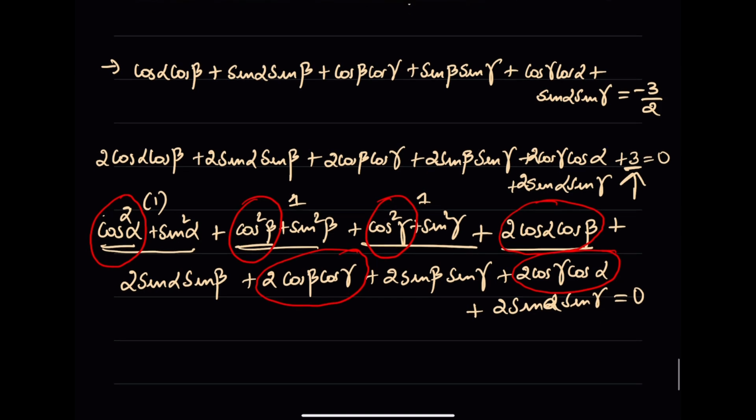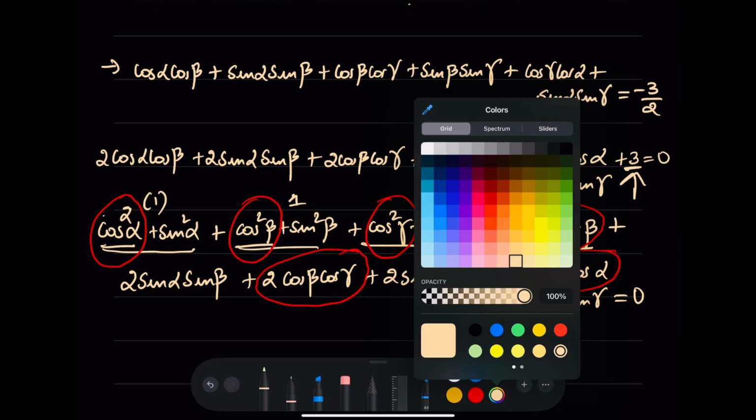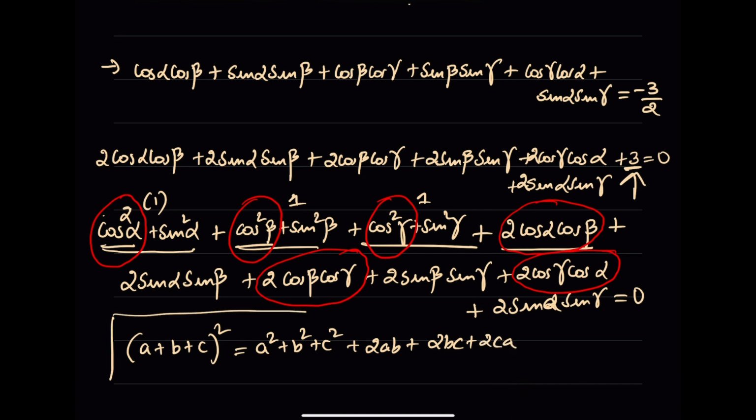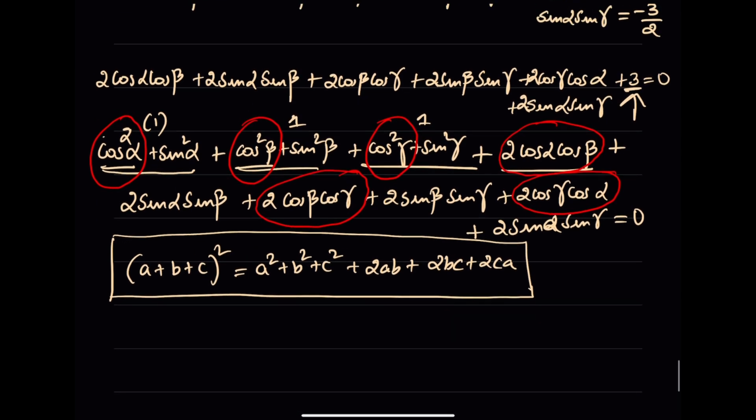So what does this represent? This is nothing but a plus b plus c the whole square, which is nothing but a square plus b square plus c square plus 2ab plus 2bc plus 2ca. That is why I was saying this is a very unique problem where you get to apply a plus b plus c the whole square. So the first part we can write as cos alpha plus cos beta plus cos gamma. Sorry about that. Let me fix it.